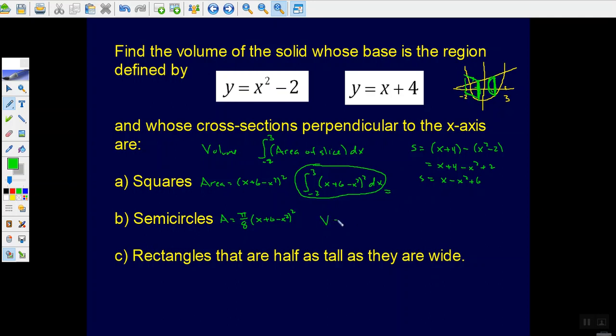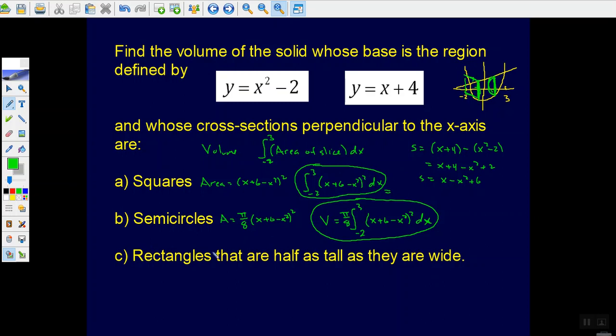So the volume of this solid is going to be an integral from -2 to 3. I can put the pi over 8 in the front, and then I'm just going to write in (x + 6 - x²) all squared. Once again, if I actually want the volume, I can type this integral into my calculator, and I'm going to have you guys do that when you're working on the assignment sheet. The main emphasis for this example is just to talk about setting up the integral.